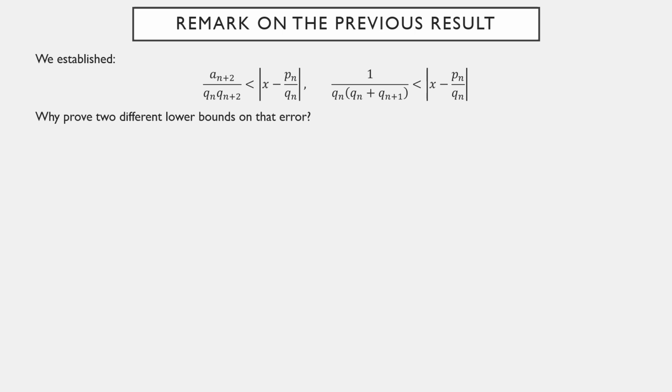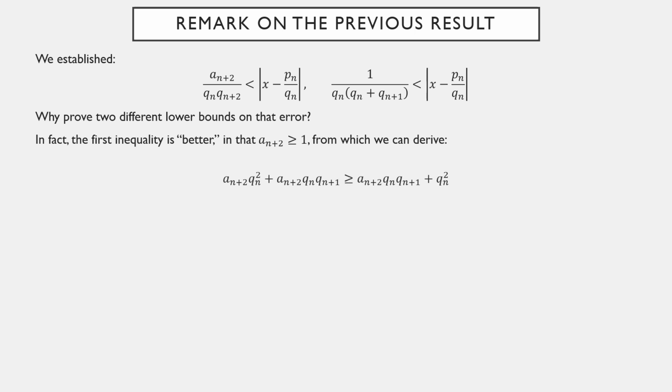Is one of them better than the other? In which case, why didn't we only prove that one? The first inequality is actually a better one. So if an plus 2 is bigger than or equal to 1, which is always true, you can multiply an plus 2 by Qn squared and multiply 1 by Qn squared, and then add the same thing to both sides, and this inequality will remain true.